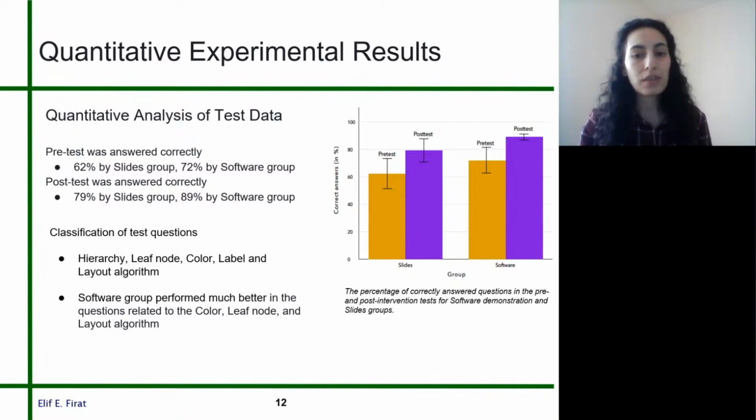Results don't show any significant difference between the 2 groups taking the pre-test for any of these 5 categories. But for the post-test, participants in the software group performed much better in the questions related to color, leaf nodes, and layout algorithms, while there was no difference in the questions testing hierarchy and labels for both groups.